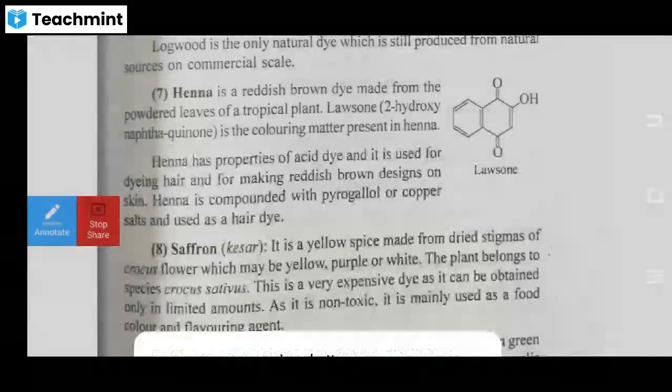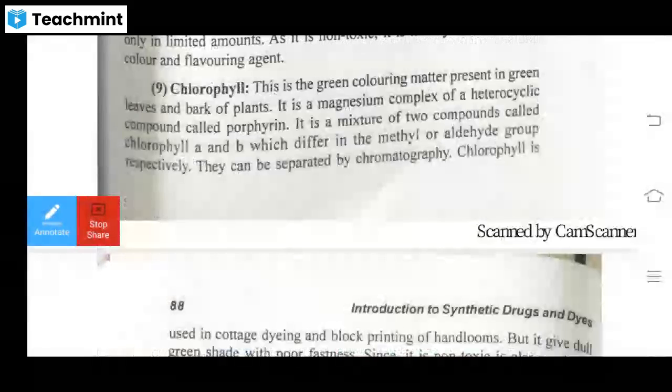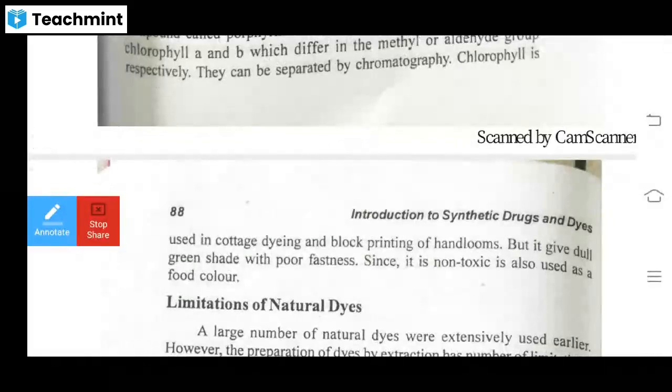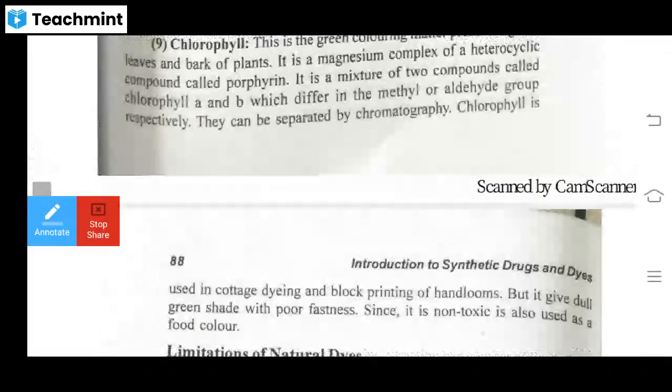Next is the chlorophyll. We know the chlorophyll is the green pigment present in the leaves of the green plants. Okay, it is responsible for the green colors and helps for the photosynthesis. So this coloring matter is in the green leaves and the bark of the plants, and it is the magnesium complex having the metal in the center. Chlorophyll is the magnesium complex of the heterocyclic compound called the porphyrin, and its compounds are called chlorophyll A, B, which differ in methyl or aldehydic group respectively.